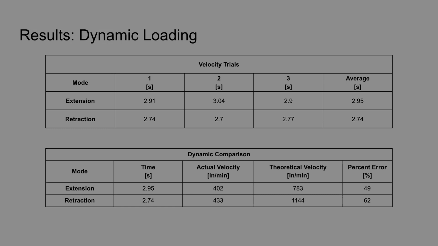You will note that the extension and retraction velocities are not the same, and the time that it took to do those ranges of motion was not the same. That is because the volume of the piston on the retraction motion is lower than the volume required for extension, and so that means you need less fluid, and less fluid means you can do it faster.